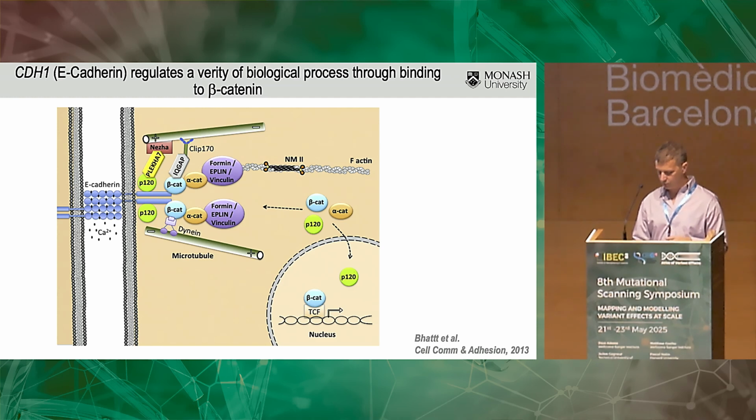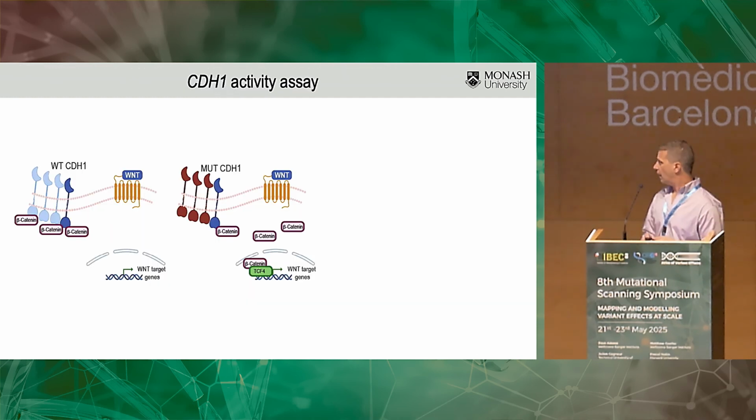So we decided to use a beta-catenin readout, and for that we could use a Wnt reporter assay. Here's the basic idea. If you overexpress wild-type CDH1, it will bind to beta-catenin. Beta-catenin will stay on the membrane, and you get no activation of this reporter. As opposed to this, if you express a mutant form of CDH1, it will no longer bind to beta-catenin, and you should get a lot of Wnt activity.